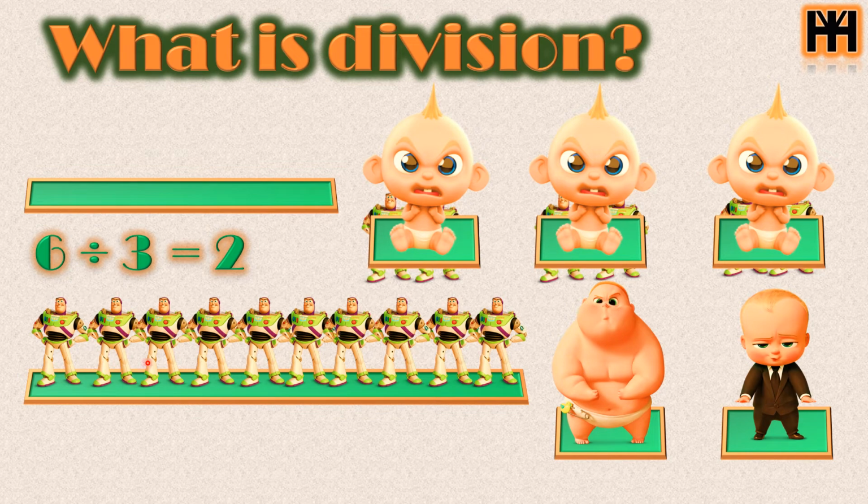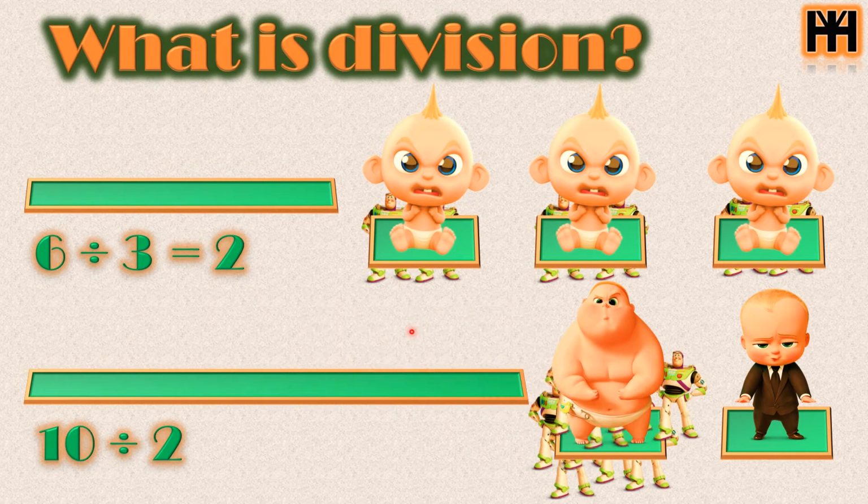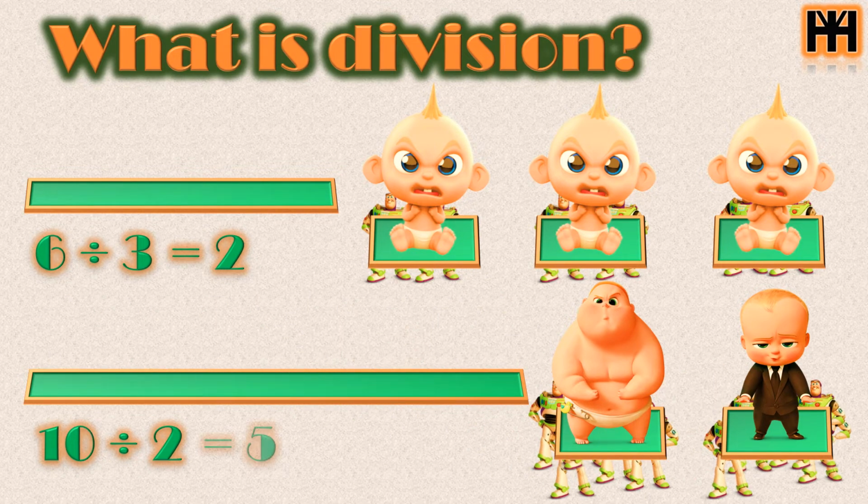Now let's say we have 10 toys and we want to distribute them among 2 babies, and also with justice. We can't give one 6 and the other 4. No, they must have the same number of toys. So it's 10 divided by 2. 10 toys will be divided among 2 babies, so each one will get 5 toys.